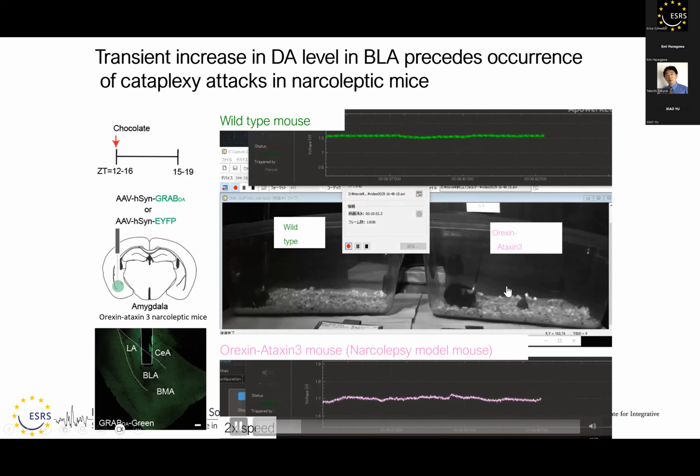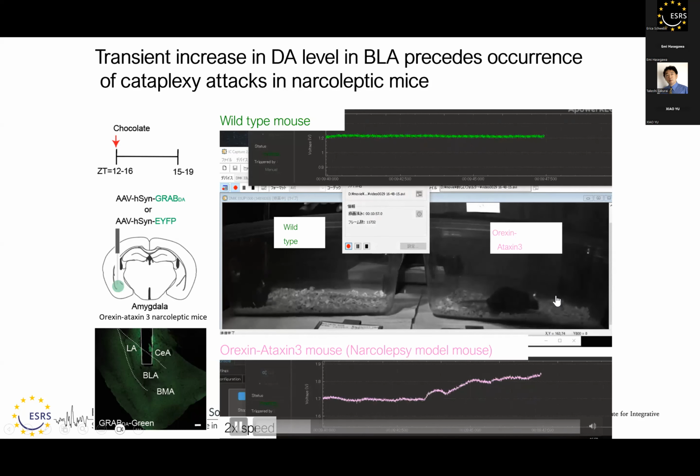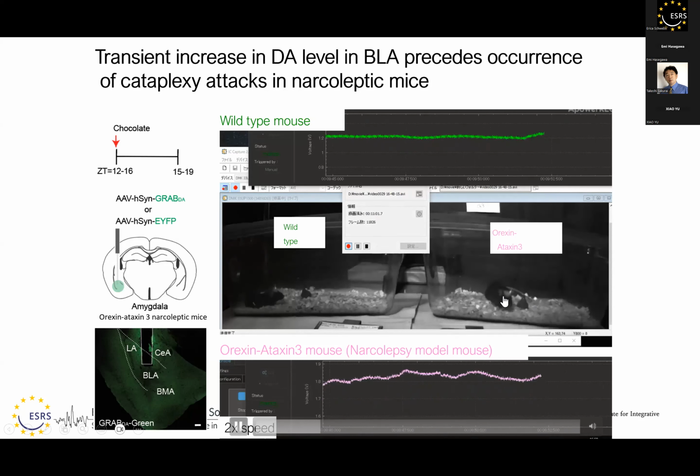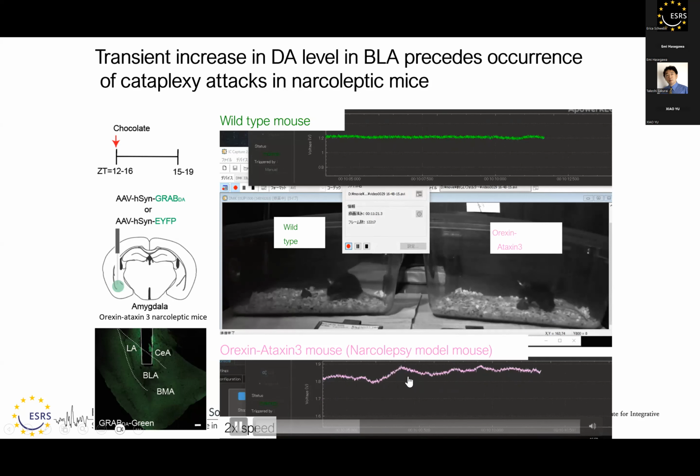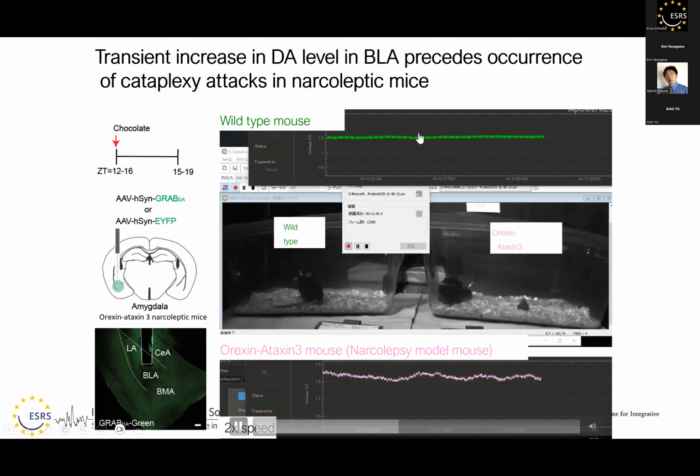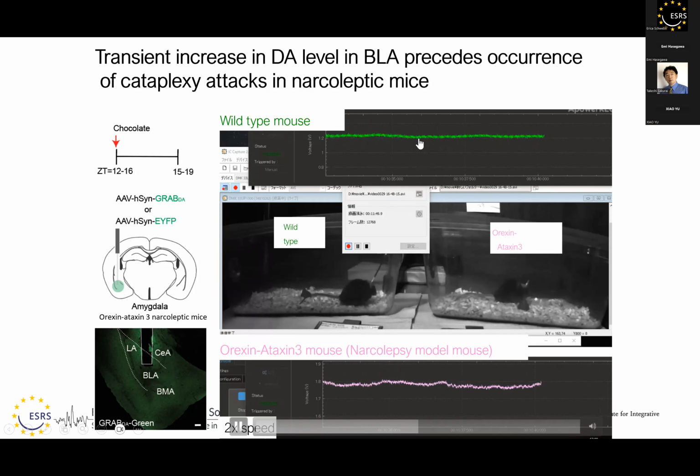Now we put chocolate in the cage. Here, the mouse recognized the chocolate and started sniffing. And as you can see, the DA level in the BLA was increased. This is a typical trace. In contrast, in the wild-type mice, the dopamine levels didn't exhibit such a significant increase upon consuming chocolate.